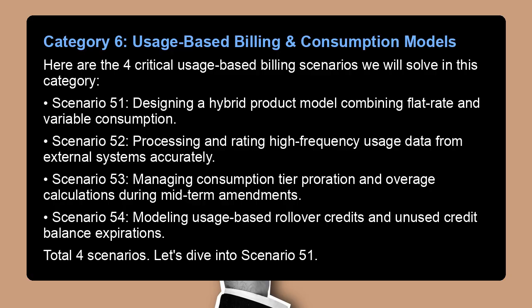Here are the 4 critical usage-based billing scenarios we will solve in this category. Scenario 51. Designing a hybrid product model combining flat rate and variable consumption. Scenario 52. Processing and rating high-frequency usage data from external systems accurately. Scenario 53. Managing consumption tier proration and overage calculations during midterm amendments. Scenario 54. Modeling usage-based rollover credits and unused credit balance expirations. Total 4 scenarios. Let's dive into Scenario 51.